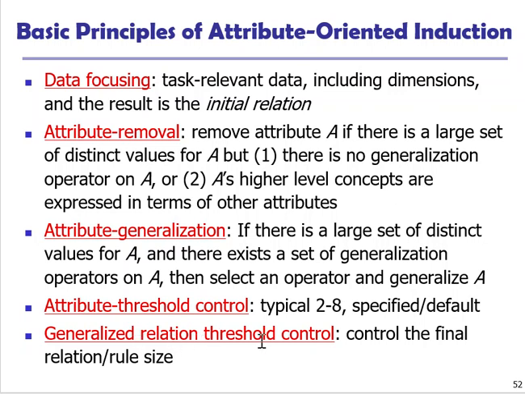Generalized relation threshold control. There is another control that can be user specified or a default value can be used. Similarly here, the user can specify or use a default value. This says how many attributes are going to be kept, and each relation could have how many different values.